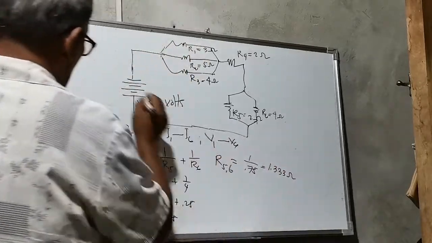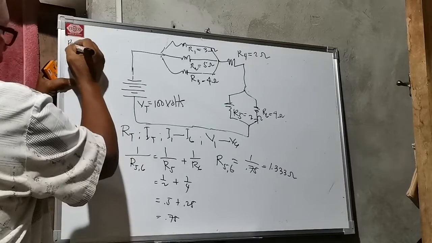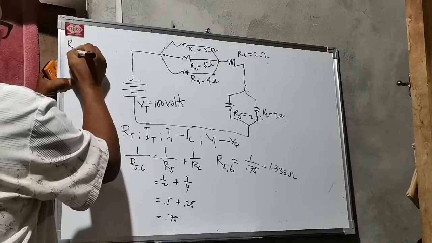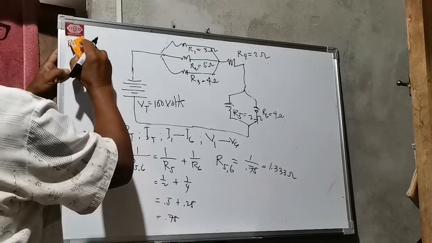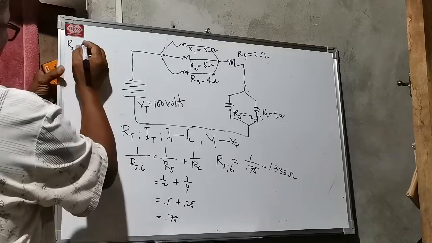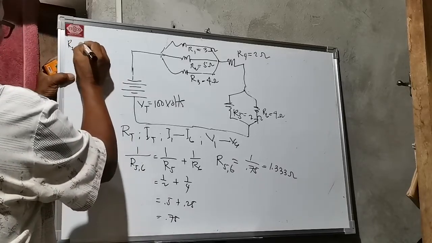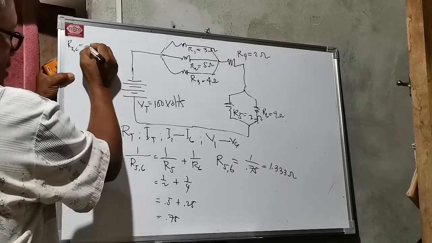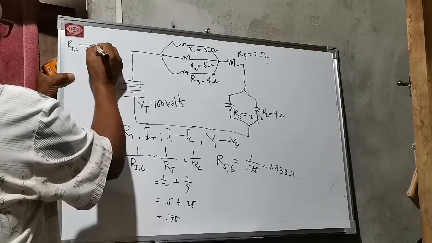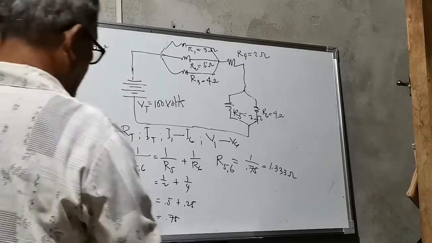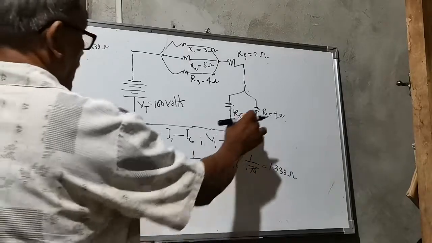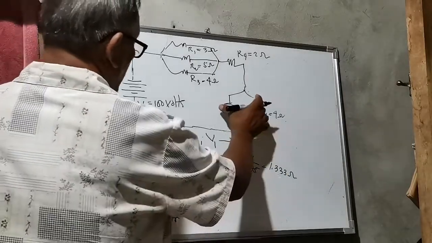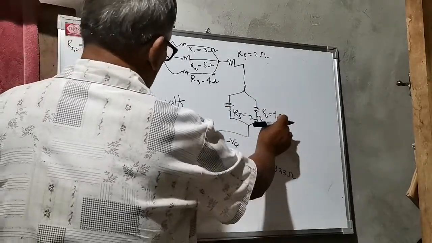Ohms. Now I'm going to record this data for future reference as we go on with our solution, which is 1.333 ohms. Okay, we were able to solve for R56 here. We were able to combine R5 and R6.